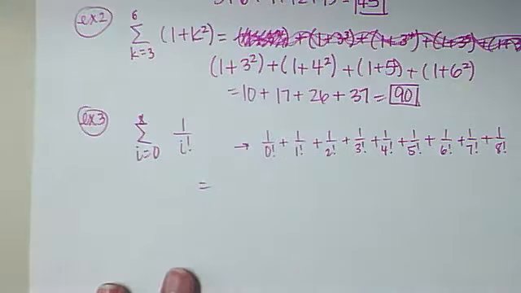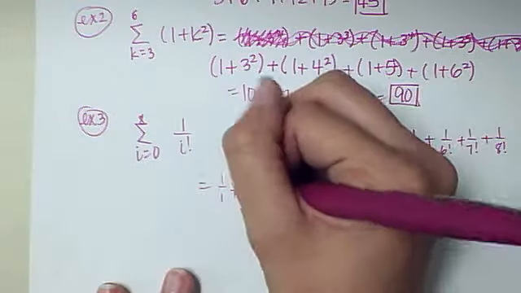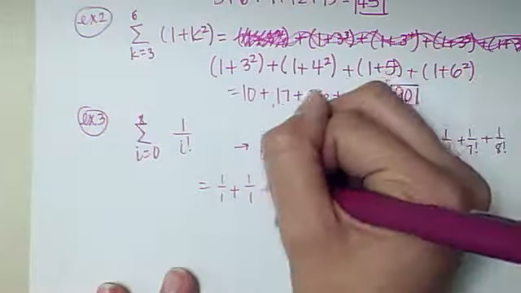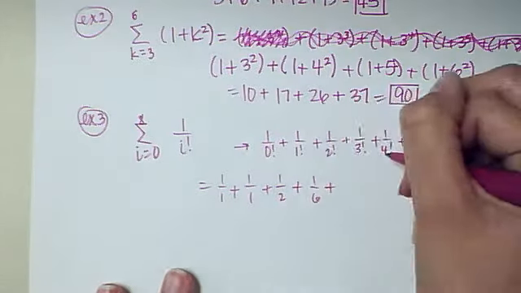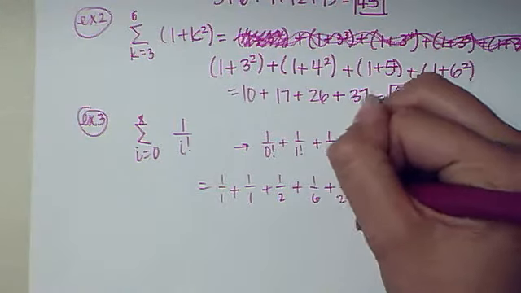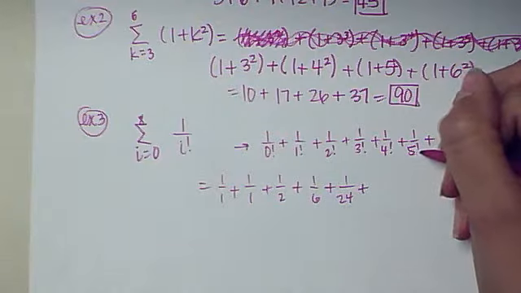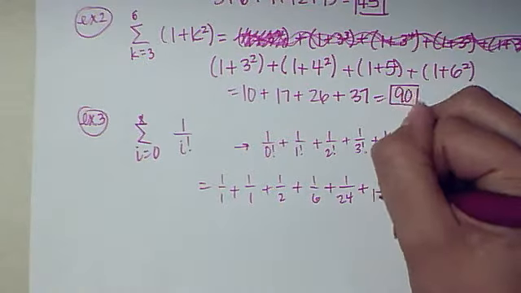1 over 0, remember 0 factorial is 1, so 1 over 1. 1 times itself is 1 over 1. 2 times 1 is 2. 3 times 2 is 6. 4 times 3 is 12, times 2 is 24. 5 times 4 is 20, times 3 is 60, times 2 is 120.